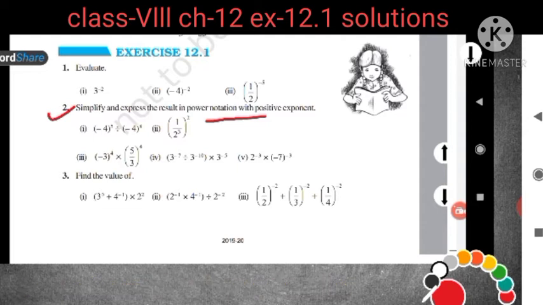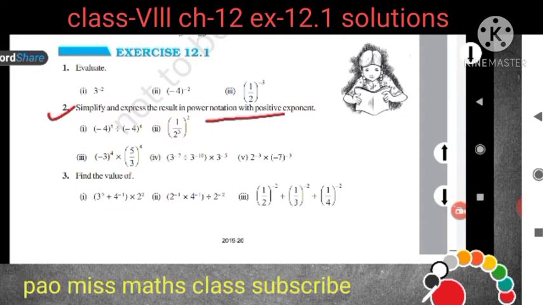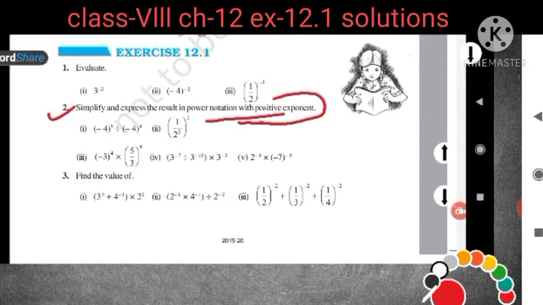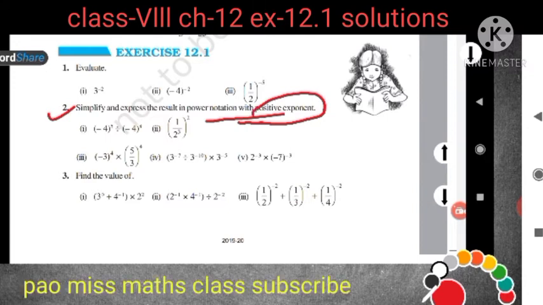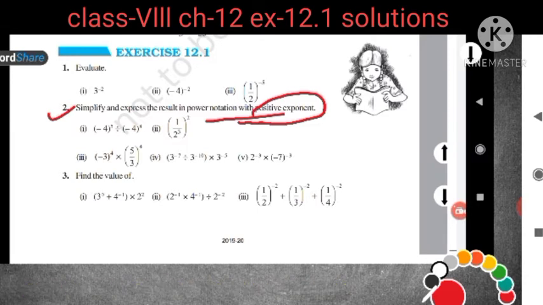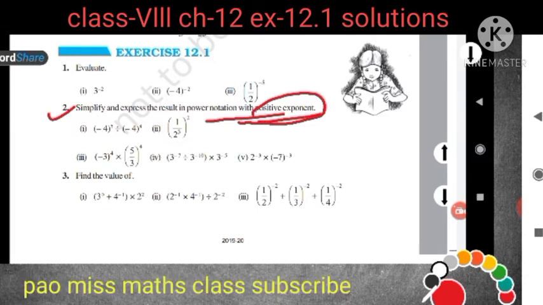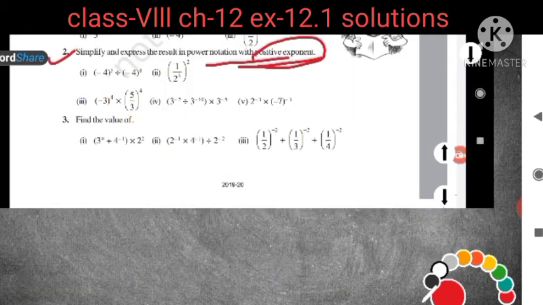Now the power we have to write in the power notation, but with positive exponent. Simplify and express the result in power notation with positive exponent. Now the power should be positive. Okay, the power should be positive. Now what is the first question given?